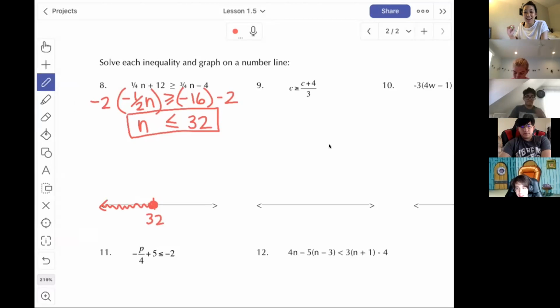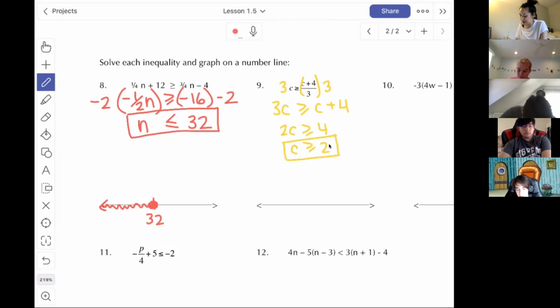Multiply by 3. That makes things so much easier because then you don't have to worry about that fraction. It's a positive, so I don't need to change the sign. So that leaves me with 3c greater than or equal to c plus 4. Subtract the c, divide by 2. c is greater than or equal to 2. Final answer. Solid dot, shading to the right. Okay. Any questions?